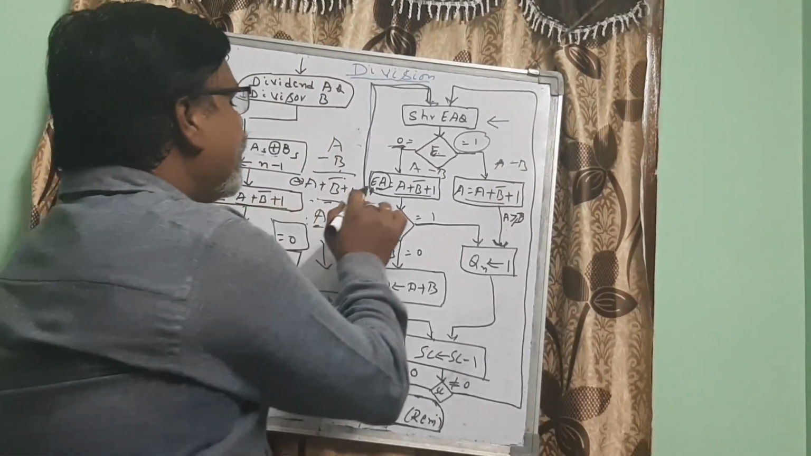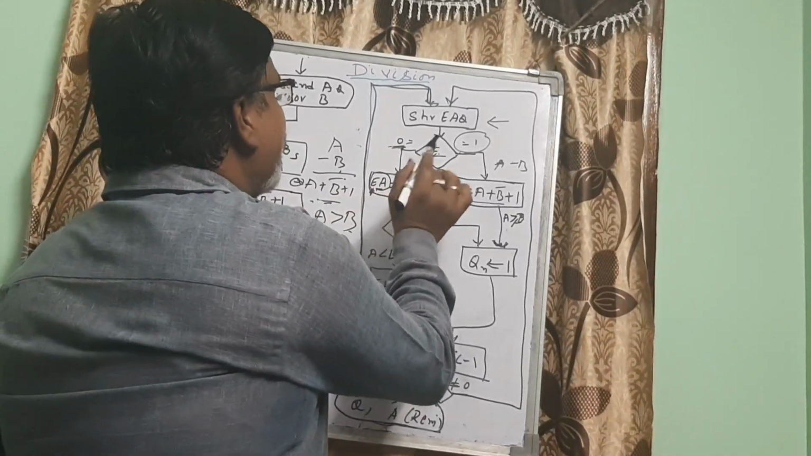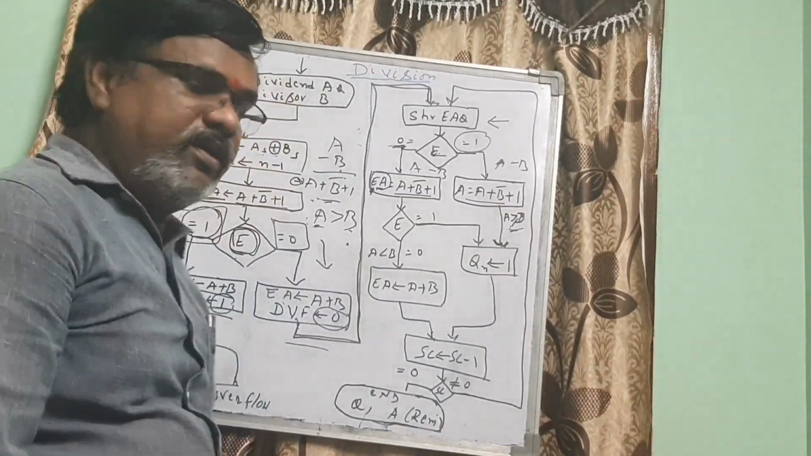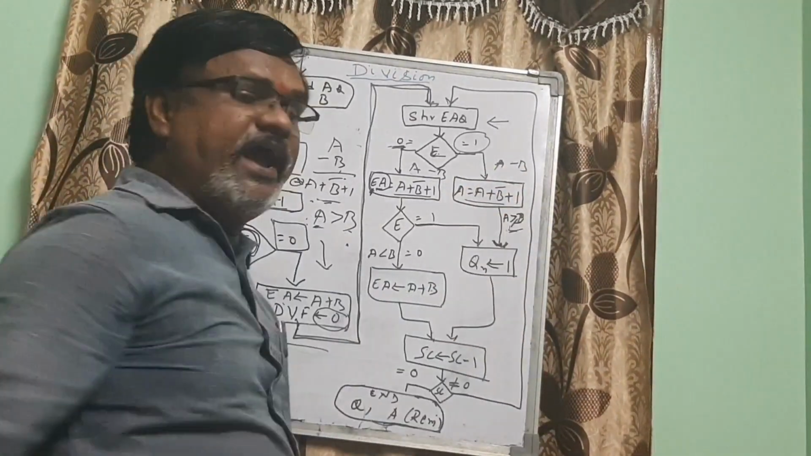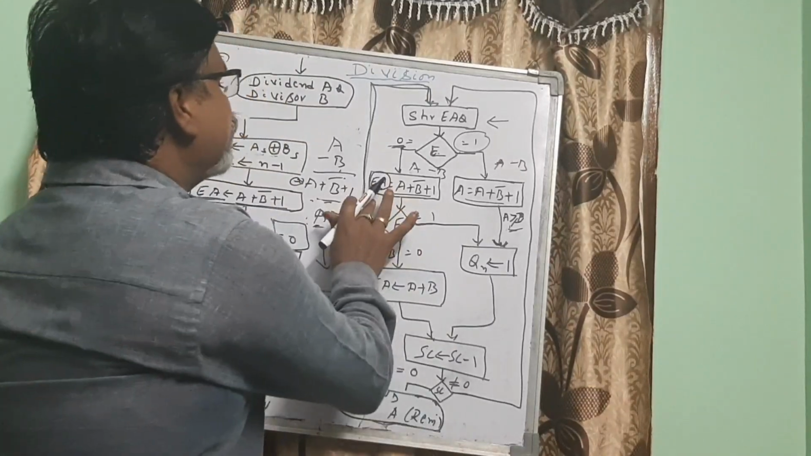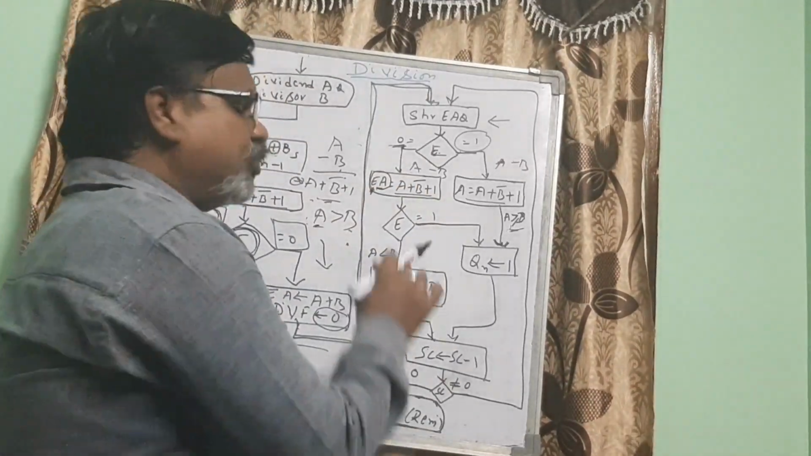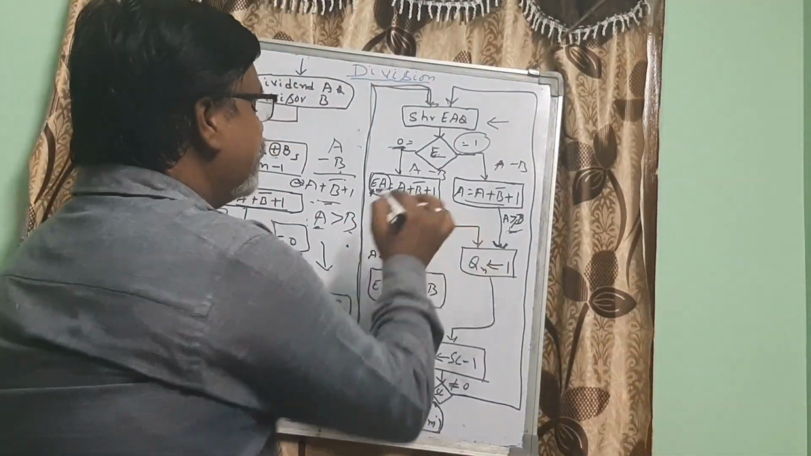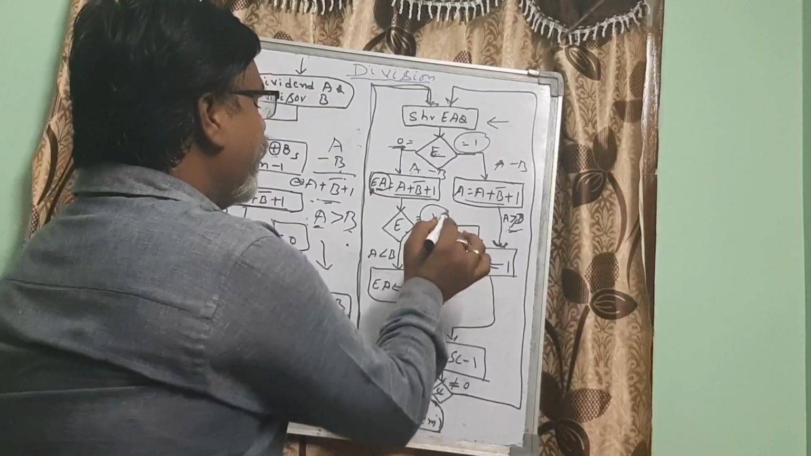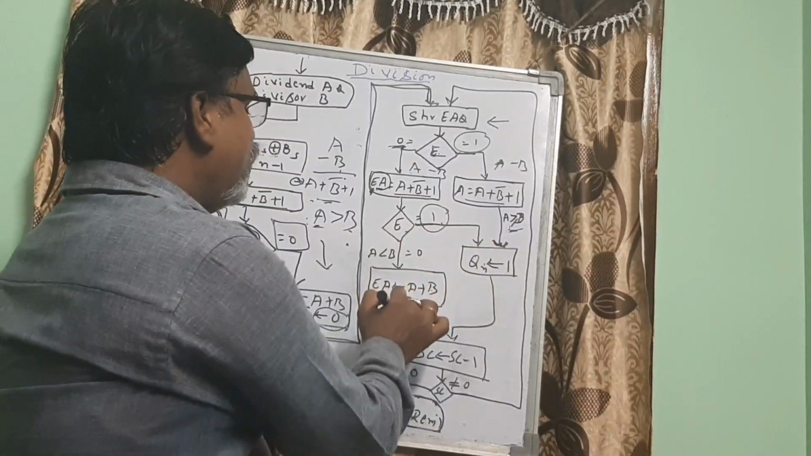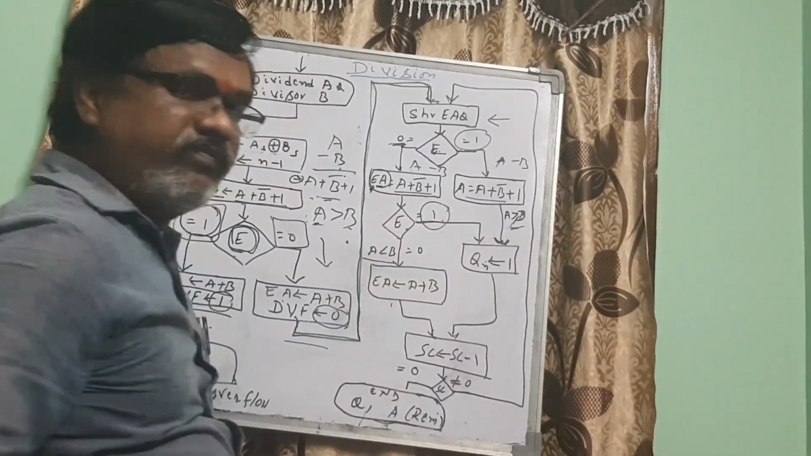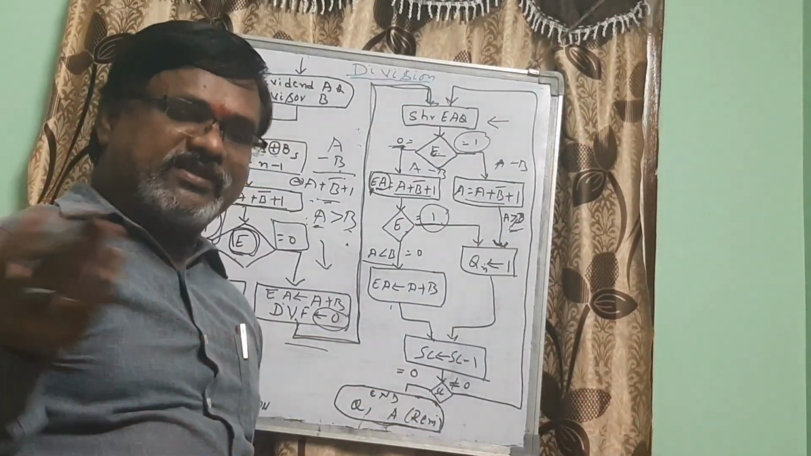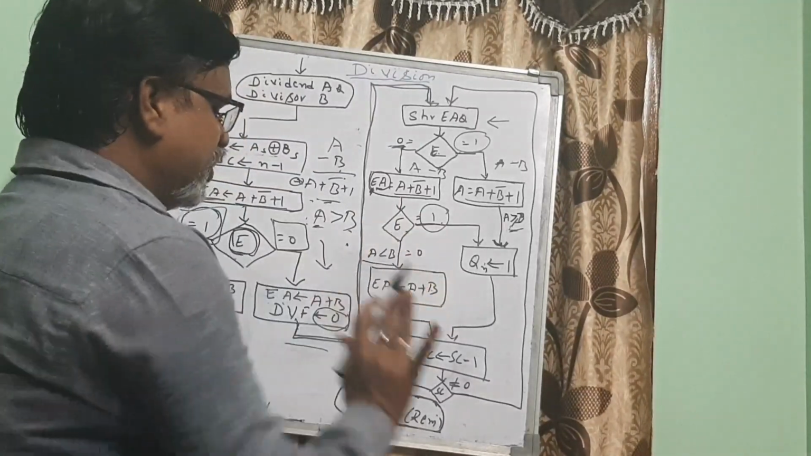So what does this mean? It is A greater than or equal to B here. This will be executed when A is greater than or equal to B, while subtracting. Here again the E value will be checked once. If E is equal to 1, we come here. If E is equal to 0, we come here. When A is less than B, we already have the partial remainder as the final remainder. We will come back to this part later.